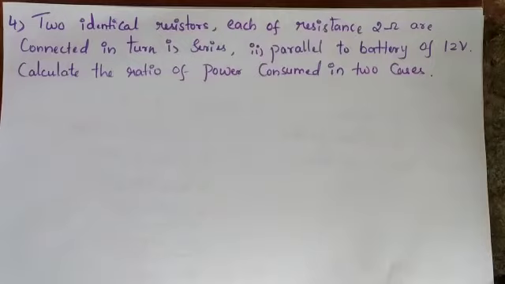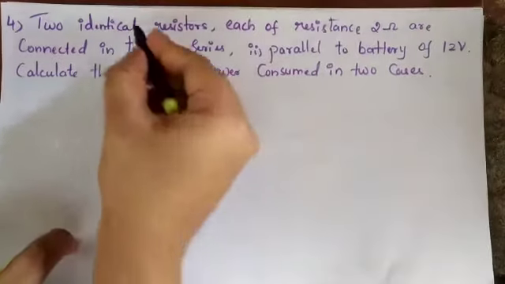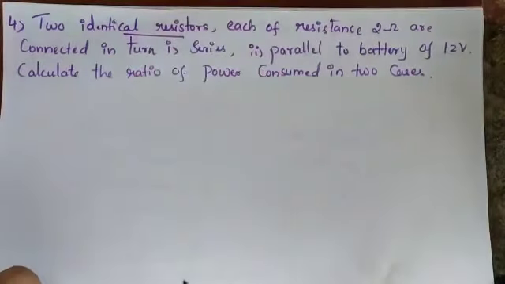Two identical resistors, each of resistance 2 ohm. Two identical resistors means both resistors have the resistance 2 ohm. They are connected in series as well as in parallel to a battery of 12 volt. Calculate the ratio of power consumed in the two cases. So you have to find the ratio of the power consumed in series and parallel.